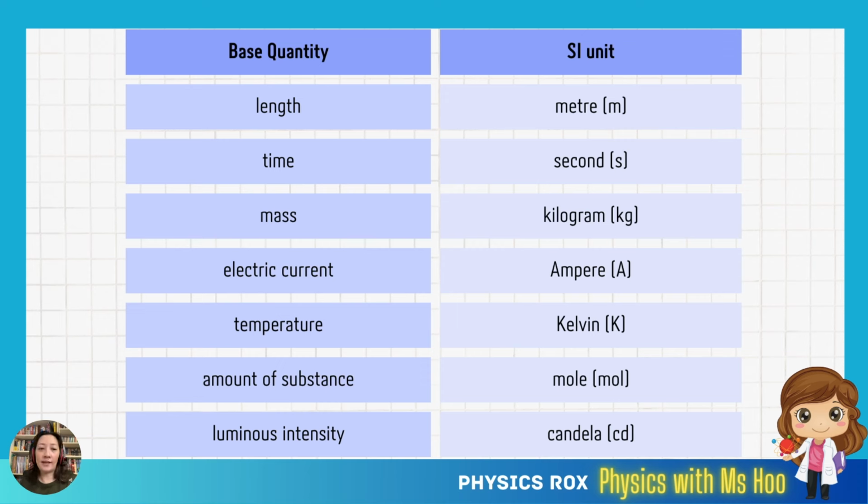Now, generally in physics, we only focus on 5 base quantities, which are the first 5 in this list. It's not to say that the other two are not important, it's just that they rarely come out in the physics topics that we will learn. So that is why you might find that in some textbooks or in some physics literature, they only talk about 5 base quantities, which are length, time, mass, electric current, and temperature. However, as physics students, you should know that in the world, there are actually 7 base quantities.